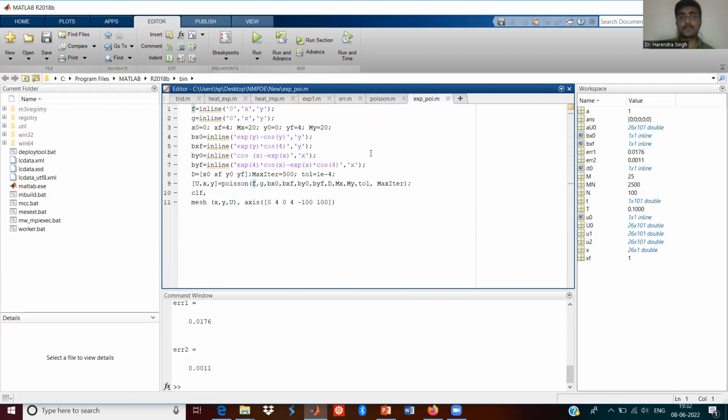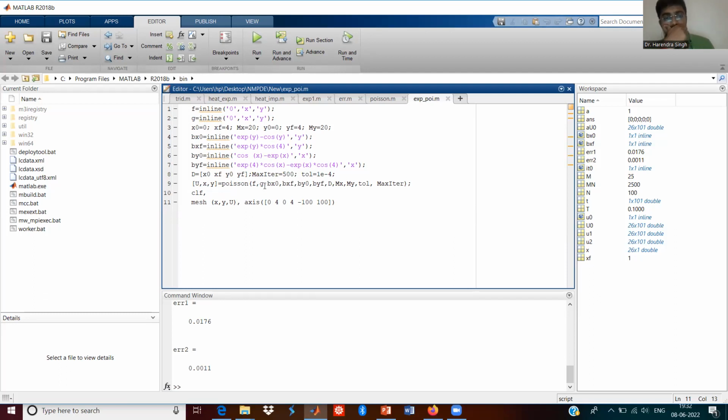So again, I have performed on the Poisson equation. I have entered the boundary conditions: you can see that bx0 is exponential y minus cos y, and bxf equal to exponential y into cos 4, by0 this one, byf will be this one, and f and g. If you remember the function, I have already explained, if we take f and g equal to 0, that will be converted into the Laplace equation. So these are the equations, and I have called the function Poisson, uxy equal to Poisson.